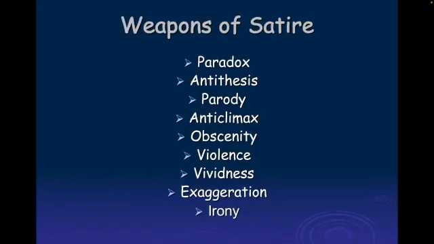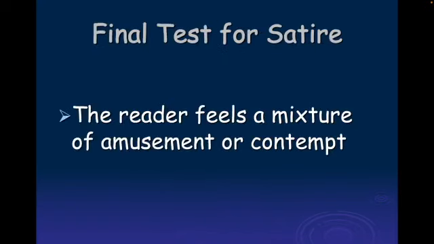Some of the many weapons of satire that we have are a paradox, antithesis. Another type of satire might be a parody or an anticlimax. You might see lots of obscenity or violence being used. There should be some vividness and exaggeration with the wording. And of course, all of the different types of irony, whether it's verbal or dramatic, might be used in a satire. So don't forget, for a satire, that is when the reader feels a mixture of both amusement and likely contempt for some social reform.